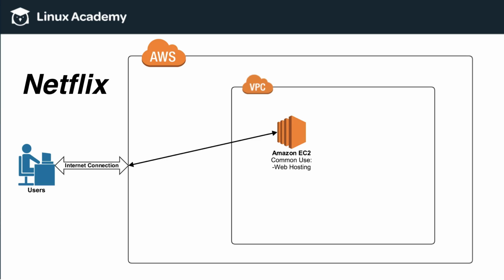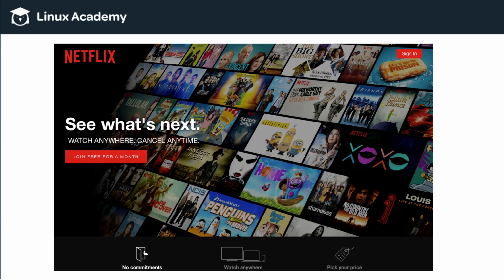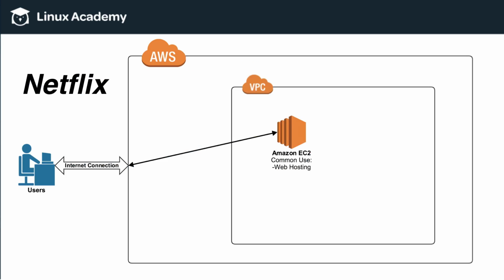And that EC2 instance contains all the files and the code to give you this page. So that is one of the main features and functions of an Amazon EC2 instance in the world of Netflix, or in most of the internet as a whole: it acts as a web hosting server. It contains all of the files and code needed to display a web page to any particular user that visits their site.